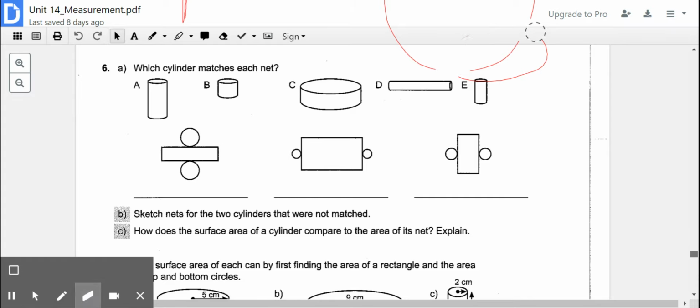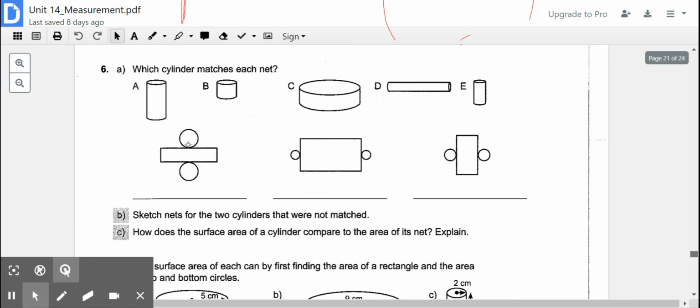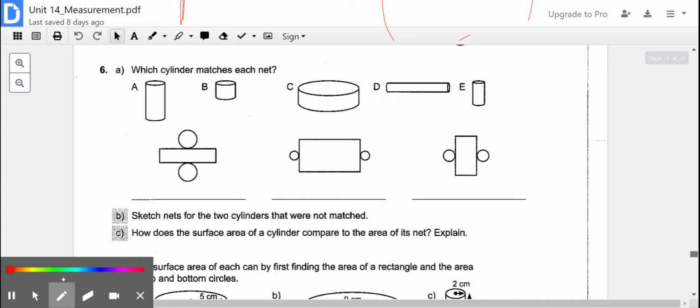Which cylinder matches each net? So in A, I've got A and B. I want to know which cylinder is going to match this shape here. I've given the answer away. It's B. B matches this one here because the height of the cylinder is very short, which means the height of the rectangle is very short as well. Okay? What about this one?